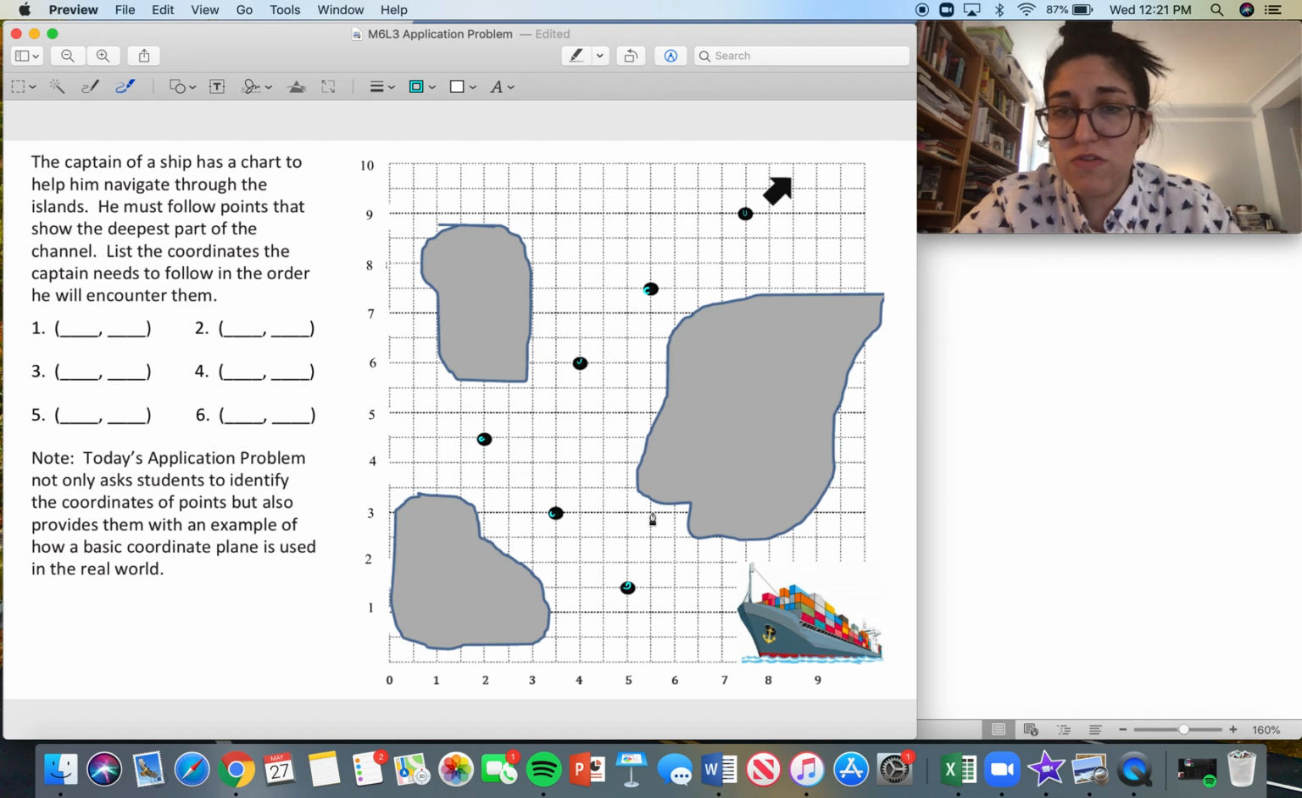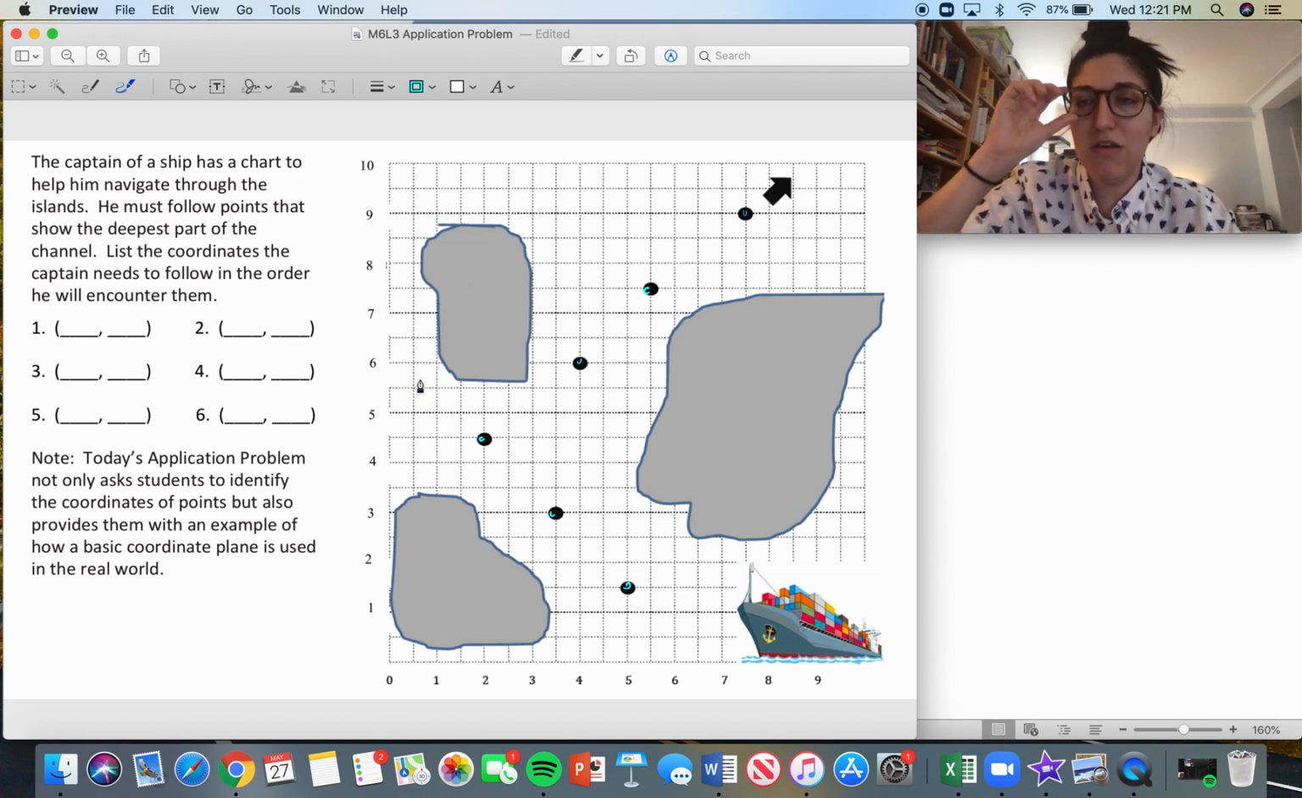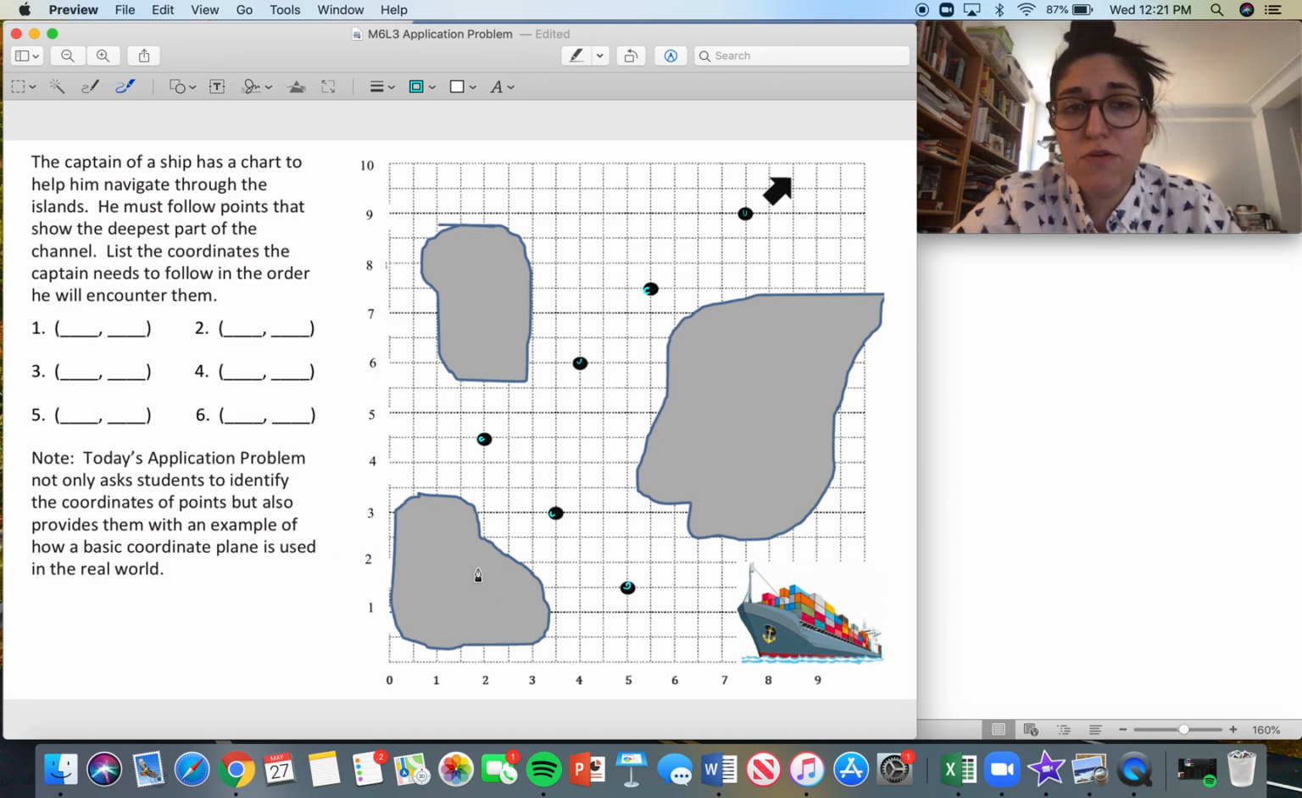Because if we were to go, say, here, we would crash into this. If we were to go too far this way, when we turned, we would have an island in our way. And so the whole point of this is to help you figure out where coordinates are, but also to give you an idea of why these can be important, why these can be helpful, and why it's important that we're specific with them.